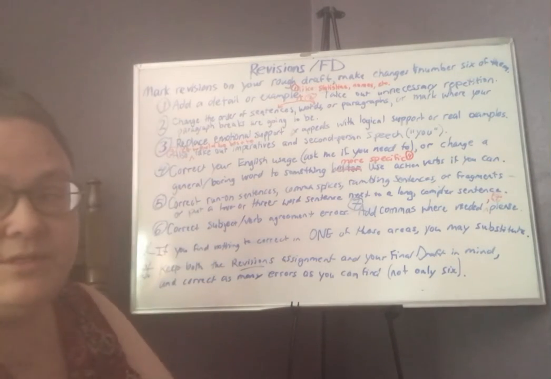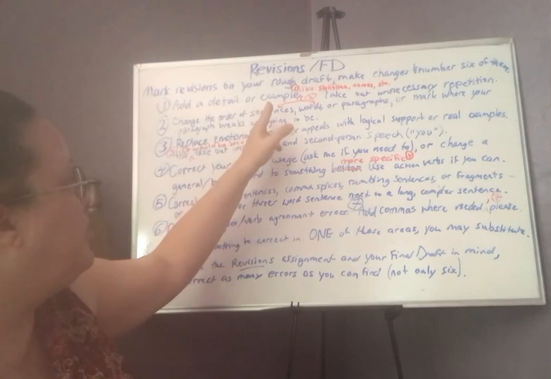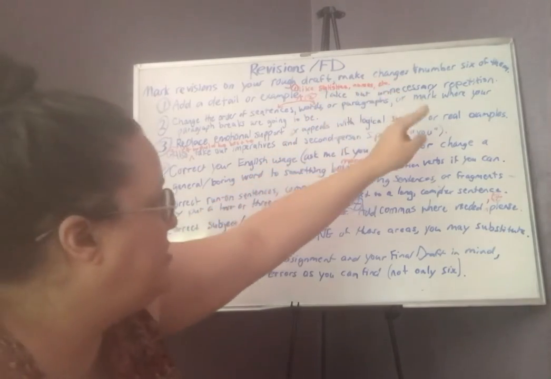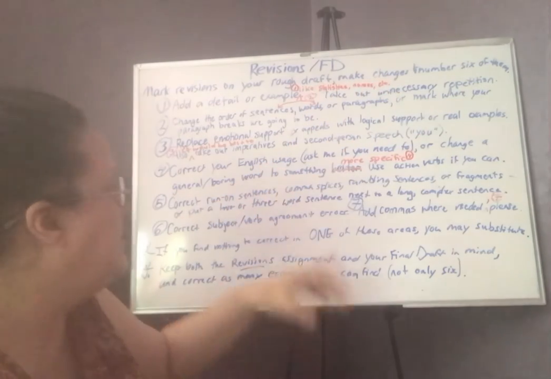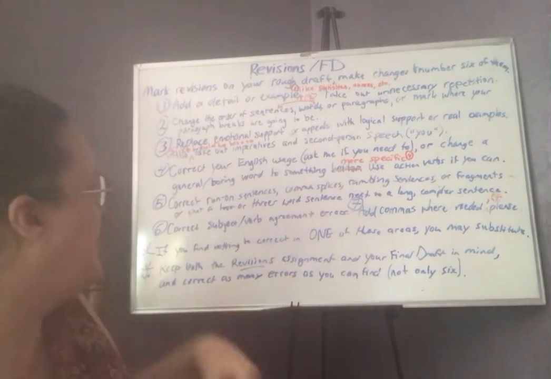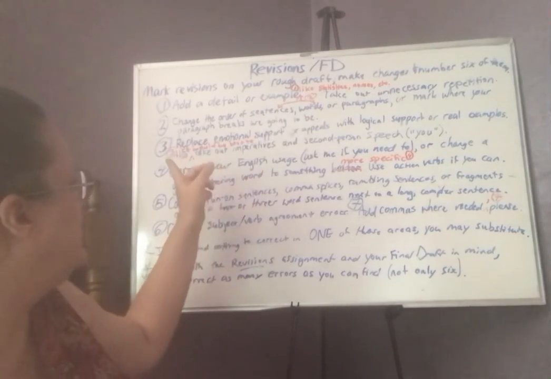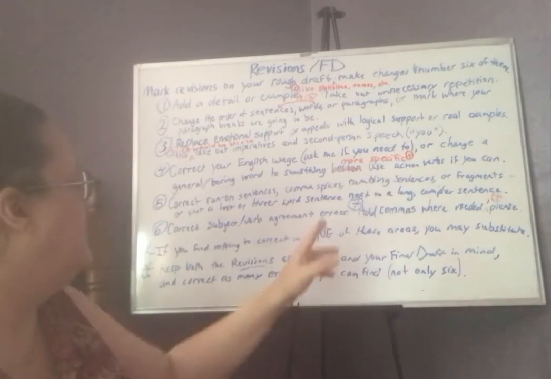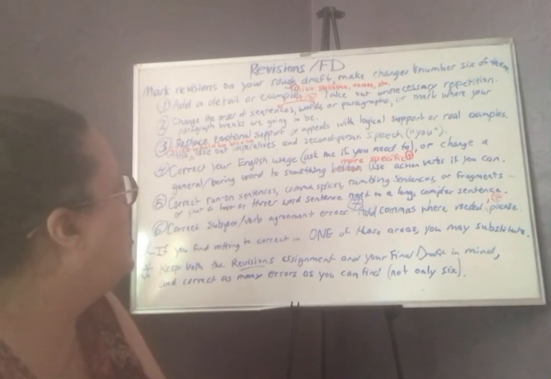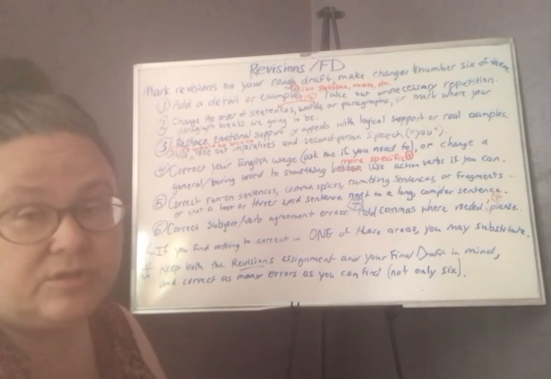So this is your assignment. Please pay close attention. You are to make revisions on your rough draft by making changes and number 6 of those changes. I have some places on my board where I have numbered changes. Number 1 here, number 2, number 3, number 4, number 7. So I want you to pay attention to that. That is how I want you to mark your revisions.